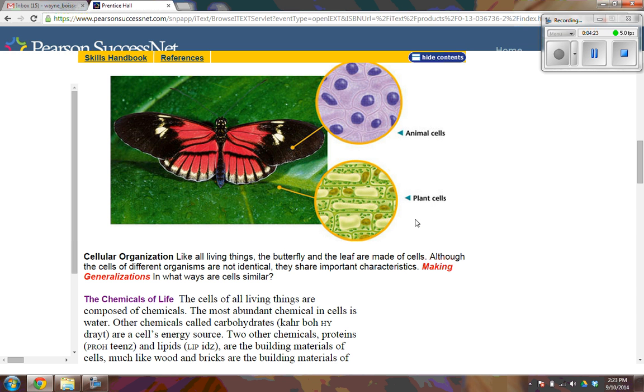In what ways are cells similar? So if you look at this, you can see cells have these little borders around them in both cases. They've got little blobs inside of them. We'll be looking at both animal and plant cells so you can tell the difference. I'm going to stop there.